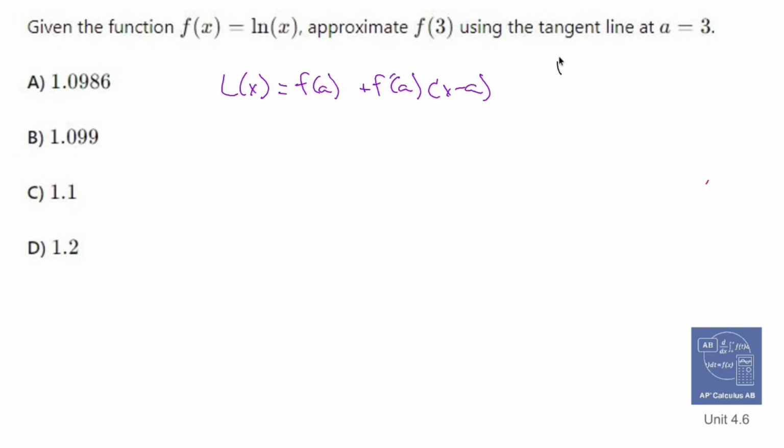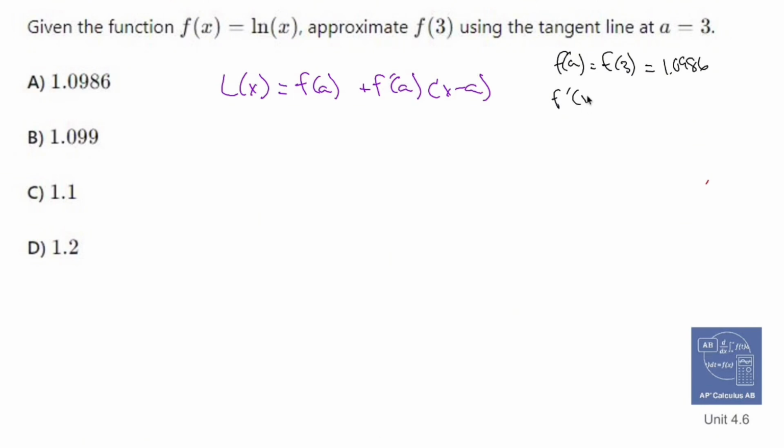F of a is going to be f of 3. And this should have been a calculator section, but f of 3 is going to be 1.0986, which is why I pointed over here. I did that ahead of time. Doesn't mean anything, but it might mean something. I mean, looking at the numbers ahead of time, I have a weird feeling about this.